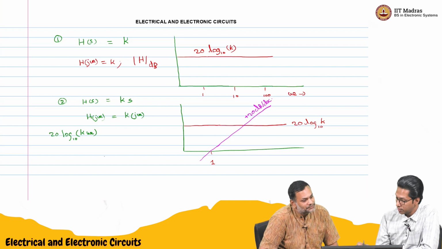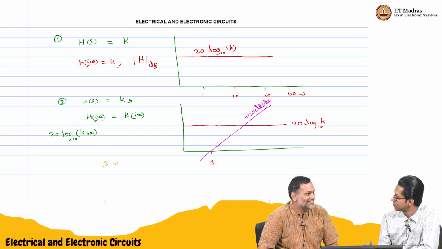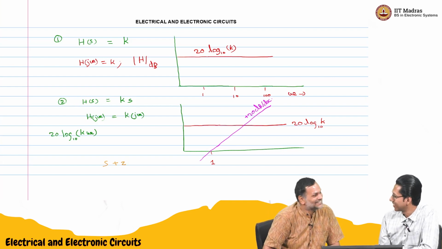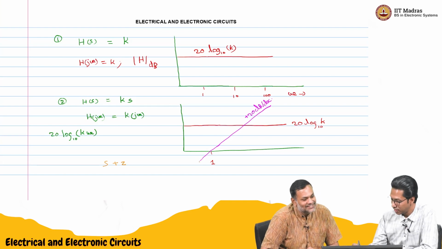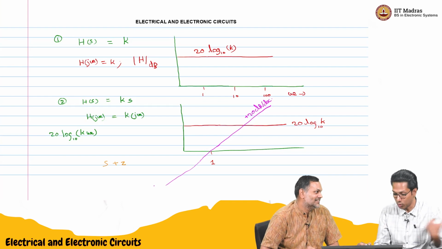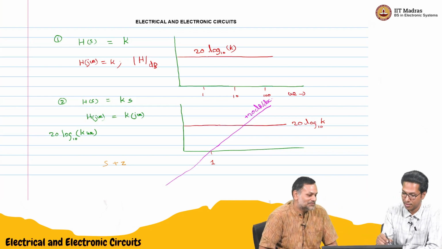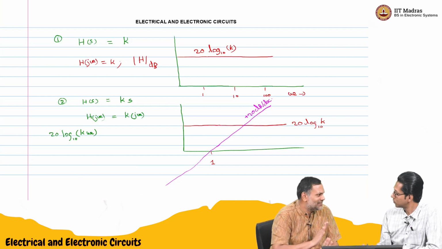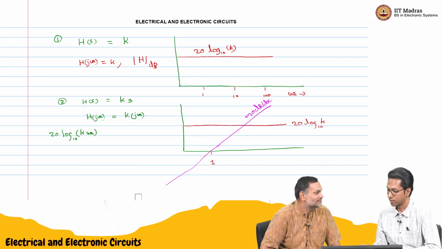See, if it was a zero, like s plus some constant, then we can do that. Here you cannot do that. So this curve is always there, for all frequencies. It will go to minus infinity, which means you should just take the summation of these two.